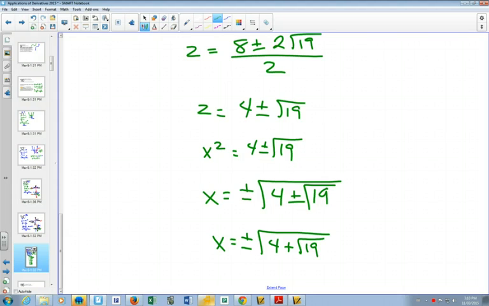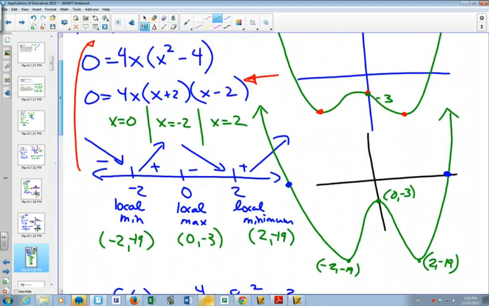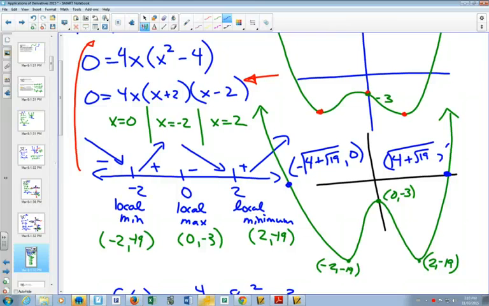And now we could go back and label those on our graph. So this would be negative square root of 4 plus root 19 comma 0, and this point would be square root of 4 plus root 19 comma 0. So now we have a really, really accurate graph. We know where it's increasing, we know where it's decreasing, we know where its minimums are, where its maximums are, and we even were able to use our previous math to find the x-intercepts.